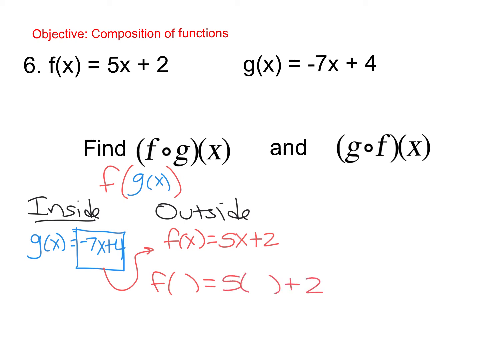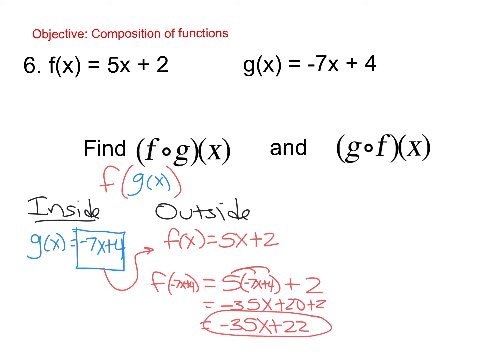So we're replacing the x with g of x, right? All the x's are going to be replaced by negative 7x plus 4. So negative 7x plus 4, negative 7x plus 4. So I'm going to distribute negative 35x plus 20 plus 2. And we've actually done this before. It's really just the notation that's a little different. And that's it. So you can do inside, outside. I don't love doing it that way. So here's how I typically do it.